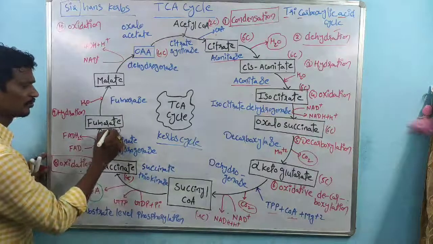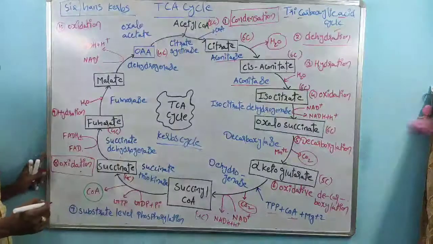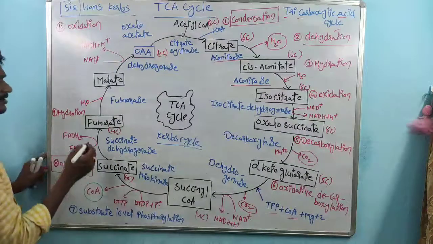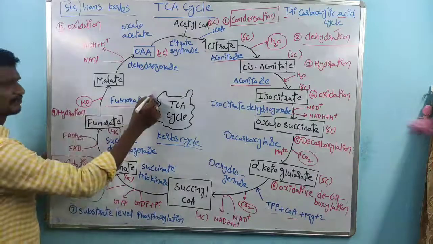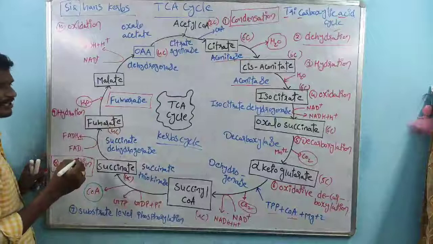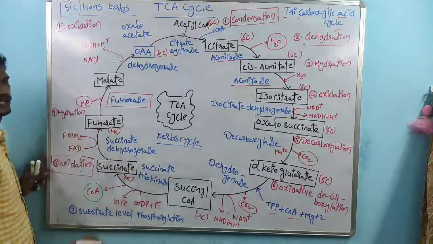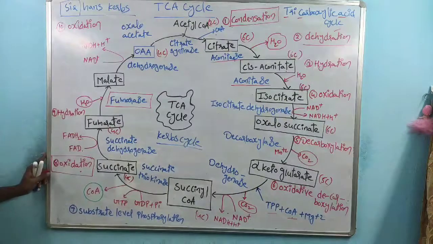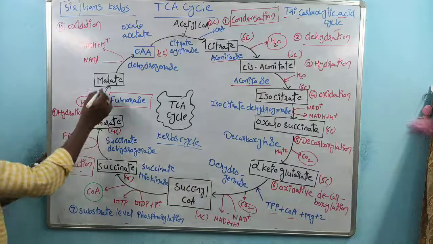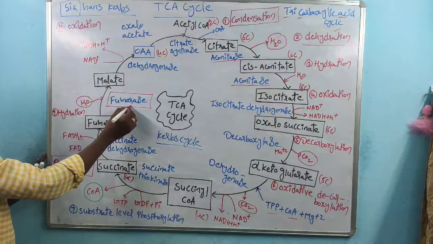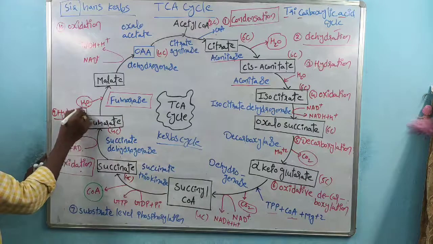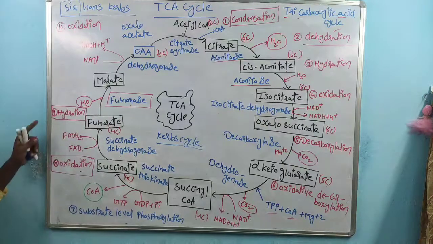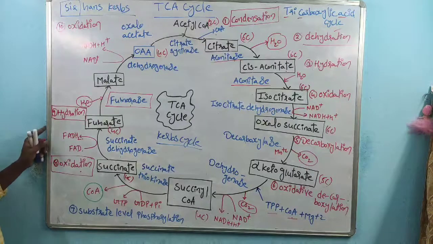This one is also a 4 carbon compound, right? The fumarate, by the addition of a water molecule in the presence of fumarase enzyme, is converted into the malate. Addition of water molecule takes place, and addition of water is nothing but hydration. This is the 9th reaction, that one is the hydration.